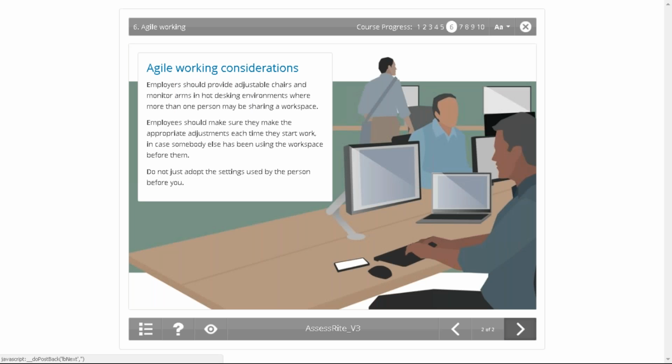Employers should provide adjustable chairs and monitor arms in hot desking environments where more than one person may be sharing a workspace. Employees should make sure they make appropriate adjustments each time they start work in case somebody else has been using the workspace before them. Do not just adopt the settings used by the person before you. This course will give your staff the training that they need to then use their learnings in a hot desking environment.